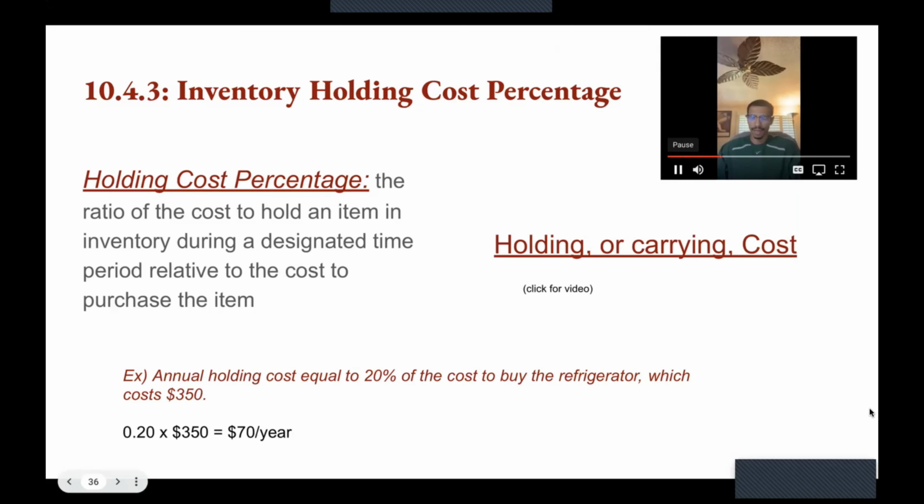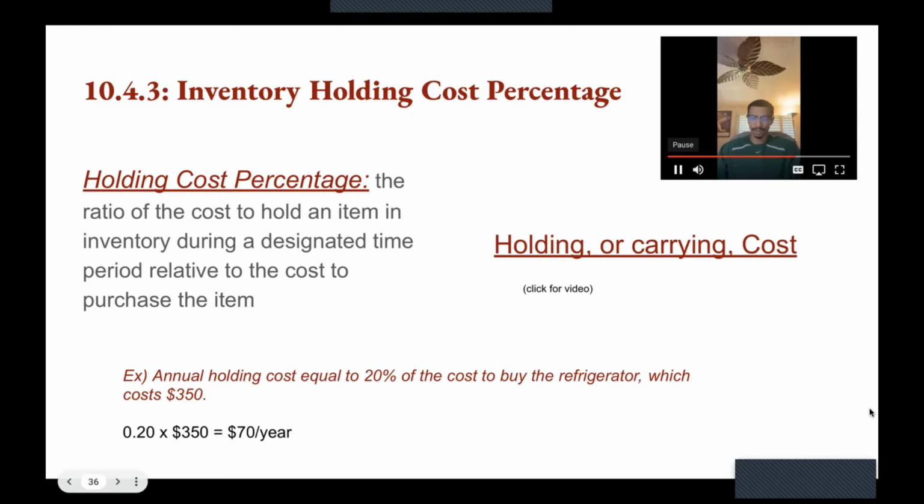For example, an appliance retailer may assign an annual holding cost to a refrigerator equal to 20% of the cost to buy the refrigerator. This means that a refrigerator that costs $350 incurs for the retailer a holding cost of 0.20 times $350, equaling $70 a year. If the retailer holds the refrigerator for 1 year, then the retailer incurs the cost of $70. Although it is common to define an annual holding cost percentage, it can be defined for any time period.